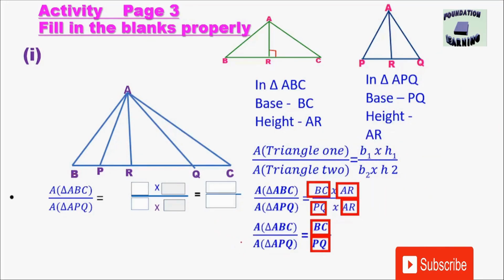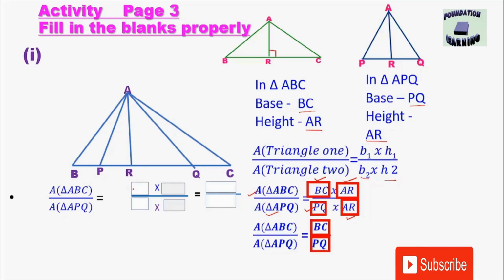So we will see once again the answer. What is the answer? Area of triangle ABC upon area of triangle APQ is equal to BC into AR upon PQ into AR. Why did we get BC into AR? That is B1 into H1. Base is BC, height is AR, and upon B2 into H2. Base is PQ and height is AR again. So this is getting cancelled and we are getting BC upon PQ.